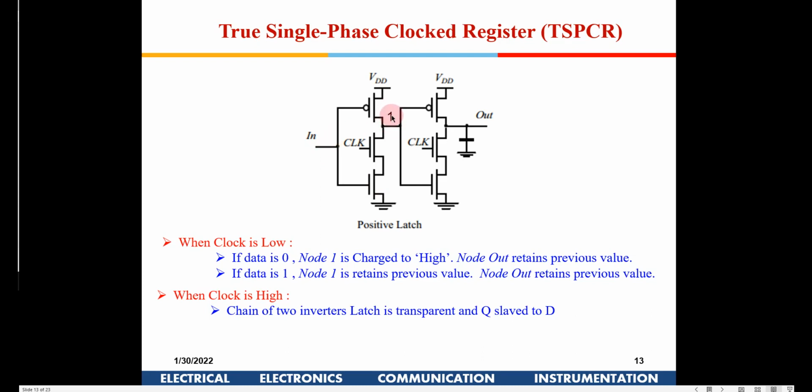If it were 0, it will get charged to 1, but that doesn't get reflected here. So this transistor will switch on, but you have this clock off, and hence this acts like a positive latch. Positive latch means the data will be transparent when the clock is high, right?